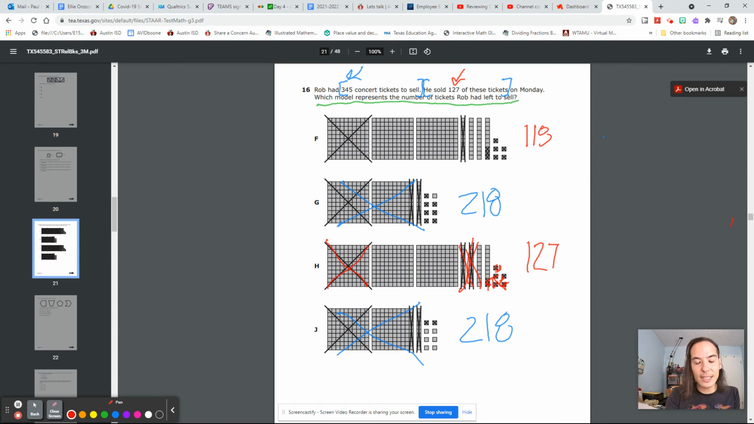All right, they're not asking for how many are left over. They were asking which model represents the number he had left to sell. So if he started with 345 and sold 127, he would have the amount remaining left to sell. So we have a good answer right here. Okay, so we solved our problem, and let's check. 345 minus 127 gives me my answer of which model represents the number of tickets Rob had left to sell. So my answer answers the underlined question.